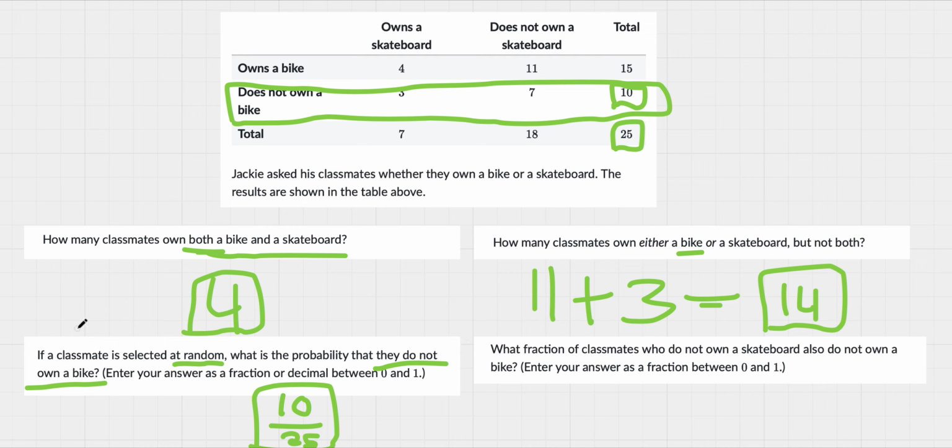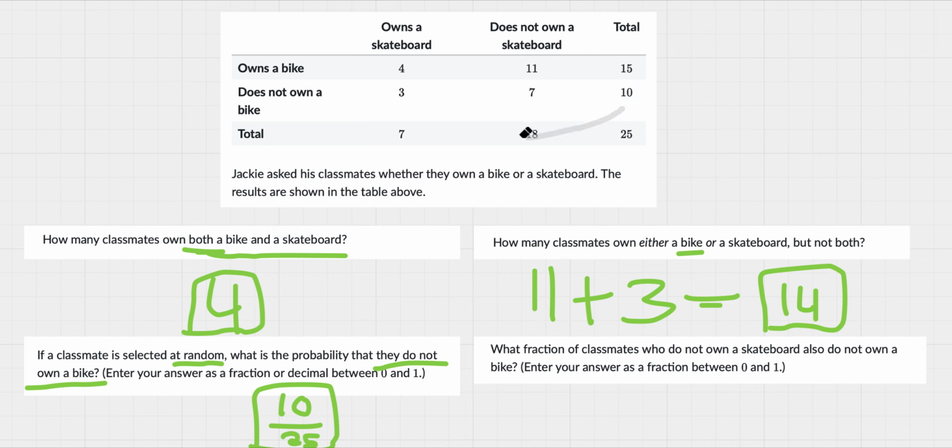Let's move on to the fourth question. What fraction of classmates who do not own a skateboard also do not own a bike? Kind of confusing at first, right? Now let's look back. It says, which classmates who do not own a skateboard also do not own a bike. Okay, so now we gotta look at the first piece of information. Do not own a skateboard. So we're looking at this column right here. The total amount of classmates that do not own a skateboard is 18. So let's put that on the bottom of the fraction, because that's the total.